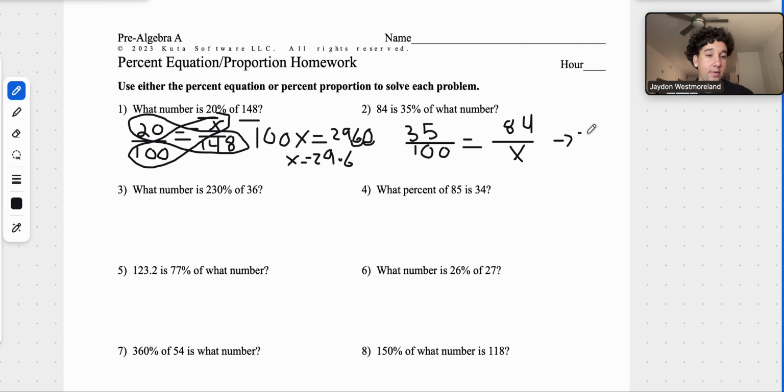X times 35 is 35x. 100 times 84 is just 84 with 2 zeros at the end of it. 8,400, and then we're going to do 8,400 divided by 35. That gives you x is equal to 240.